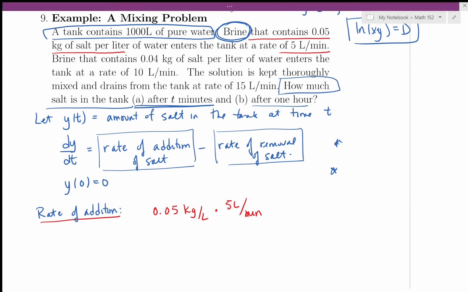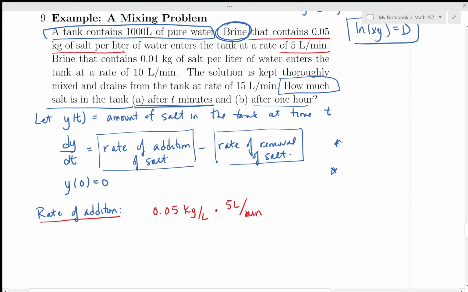And then I look at the next statement to see what's happening with the second inlet. Brine that contains 0.4 kilograms of salt per liter enters the tank at a rate of 10. Okay, that's also coming in.